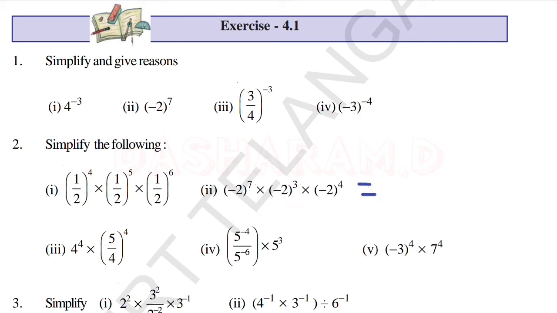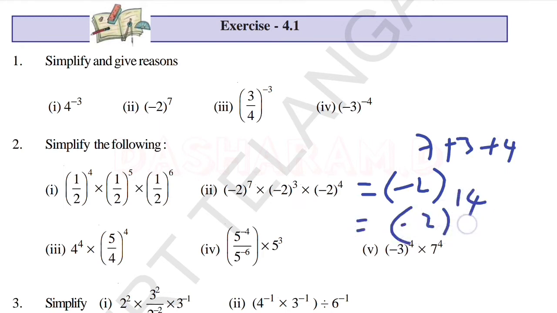Next, (-2)^7 × (-2)^3 × (-2)^4. It is the same as the previous question. So here (-2) to the power of 7 plus 3 plus 4, which equals (-2) to the power of 7 plus 3, 10, 10 plus 4, 14.